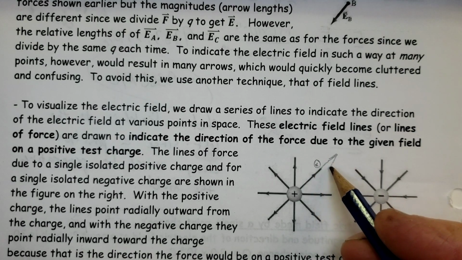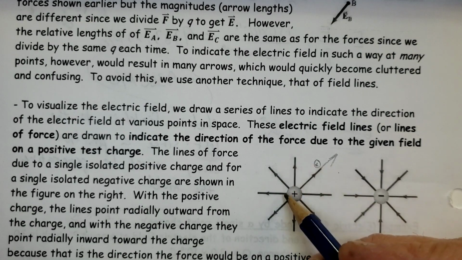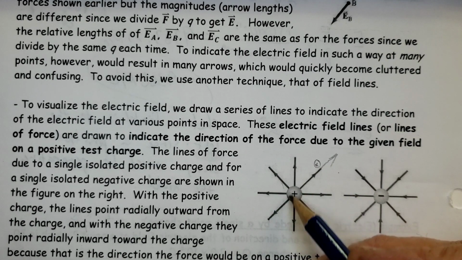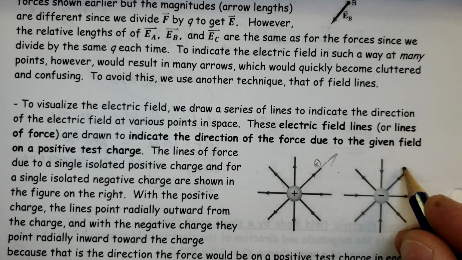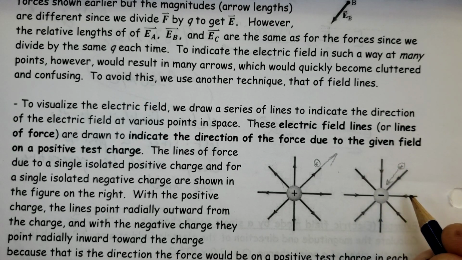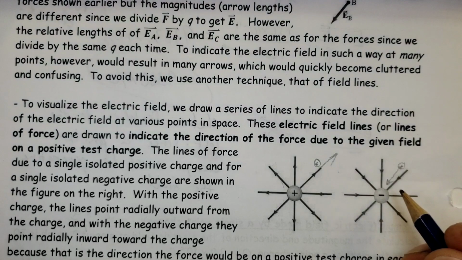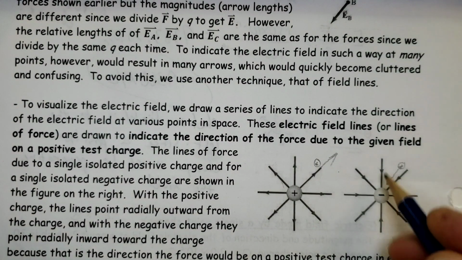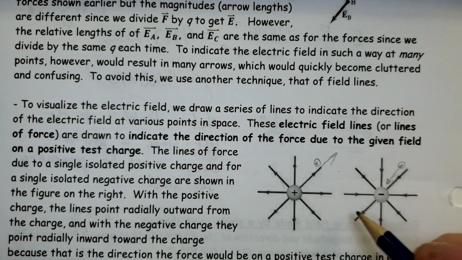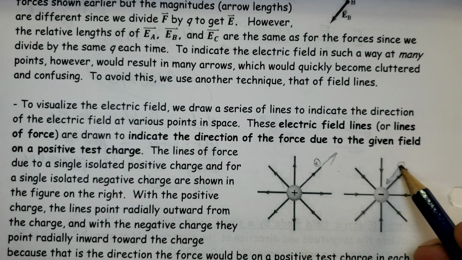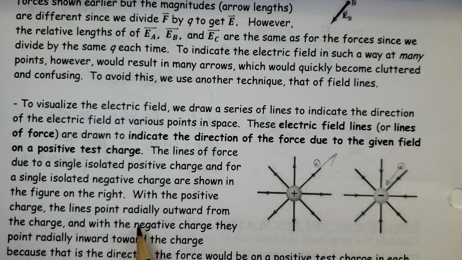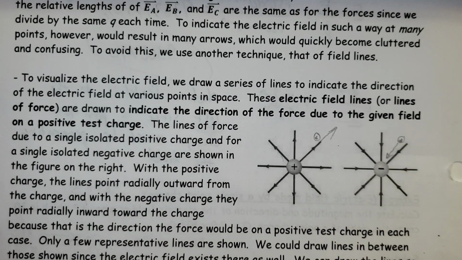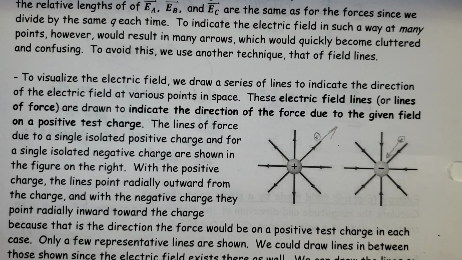Well, it would be repelled. So the lines of force that are around a big positive charge are going away from it, whereas over here, a positive charge would be attracted to a negative charge. So if the charge that's making the electric field is negative, the lines of force point towards it because they indicate what would happen to a positive charge if it was nearby. So with the positive charge, the lines point radially outward from the charge, and with negative, they point towards it because it's the opposite direction.